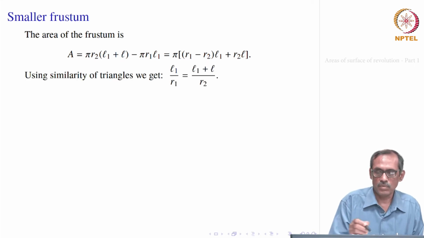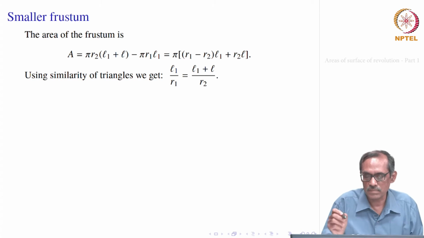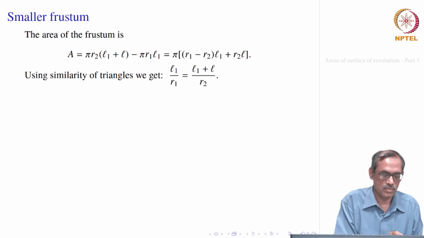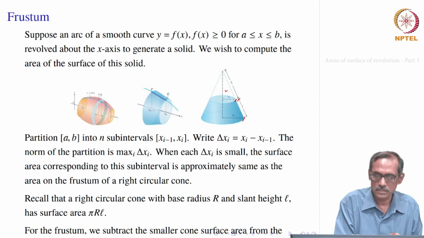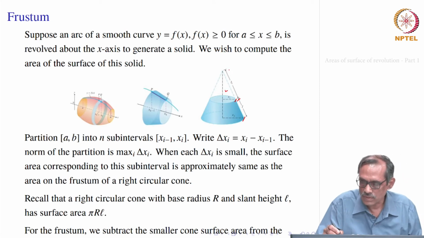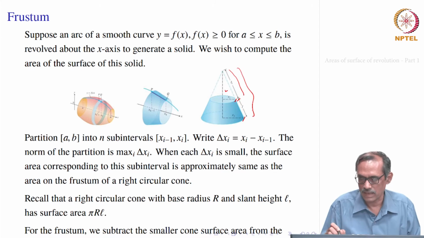Okay, we have R1, we have R2, we have L1, we have L. So, we should be able to express this in terms of R1, R2 and L. For that we go back to the picture and look at the two triangles there. One is the smaller one, and the other is the bigger one.